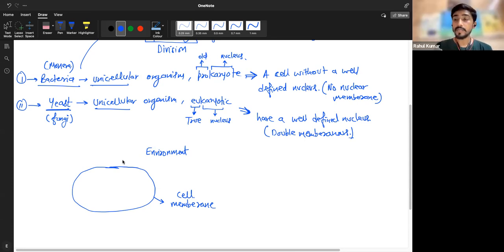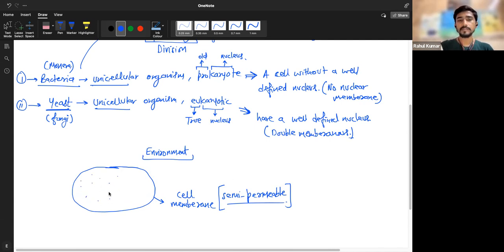So the cell also needs to interact with the environment. For that interaction, the cell membrane cannot be impermeable. It can also not be totally permeable. So what can it be? Something in between, which is called semi-permeable. You must have heard this term, semi-permeable. So we need a semi-permeable membrane first to distinguish the outer environment from the inner environment.